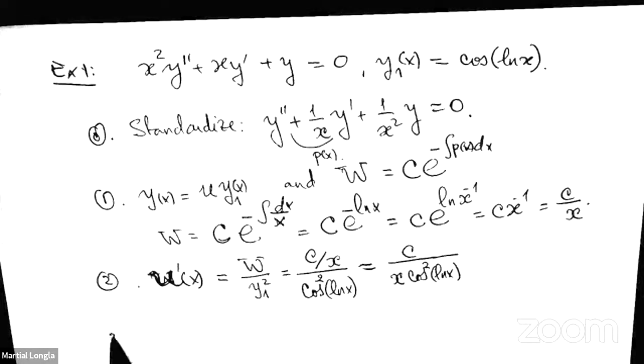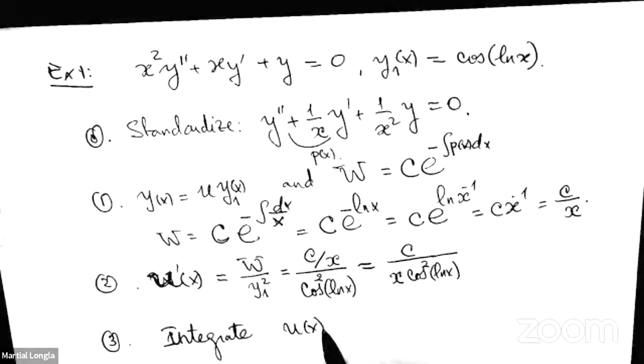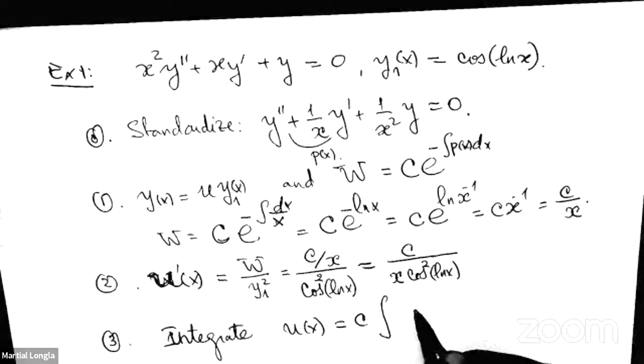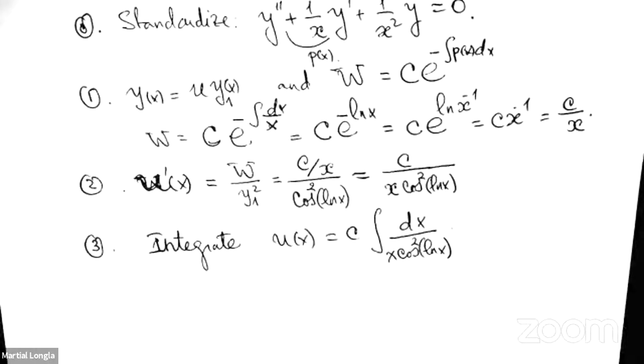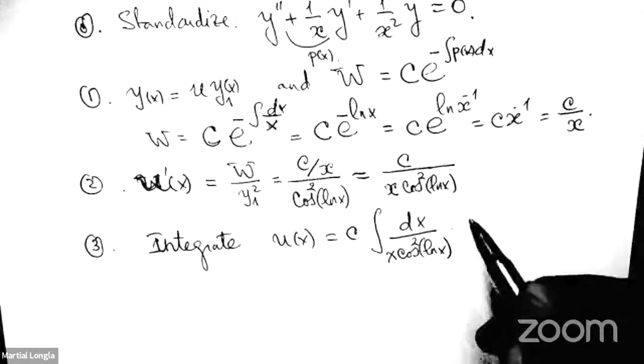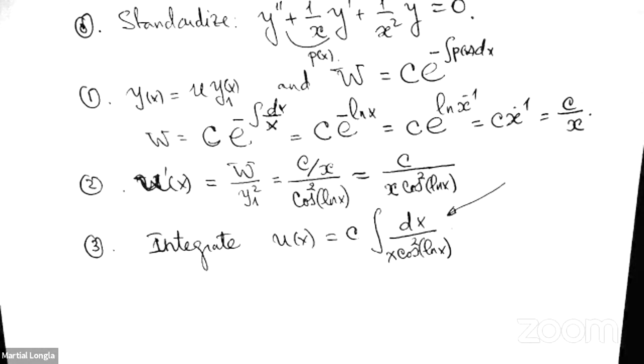And then on the third step, you have to integrate what you got there. So you get u of x equals c integral of dx over x cosine squared of natural log of x. So that's what you get when you integrate. And now, how do we integrate this? That's your skills that show up now. Any advice?